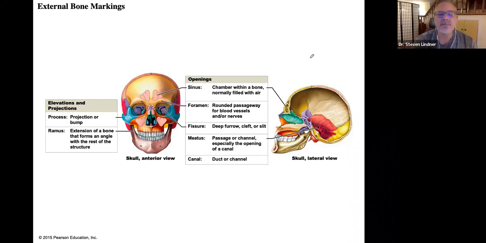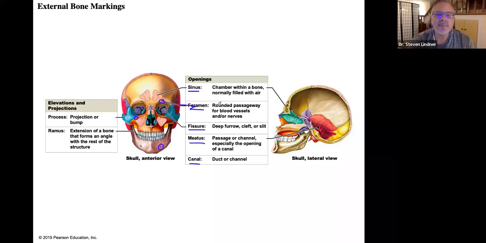In this next video, it's important to understand some of these terms, because when we look at bony landmarks, you have to be familiar with terms. So that when I tell you that right here is the supraorbital foramen, and here is the mental foramen, and here's the infraorbital foramen, you're like, what the heck is a foramen? So it's important to know these terms like foramen, fissure, meatus, canal, sinus.